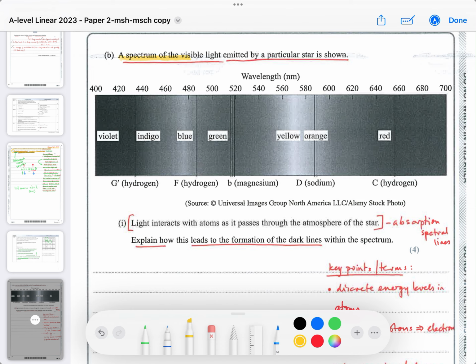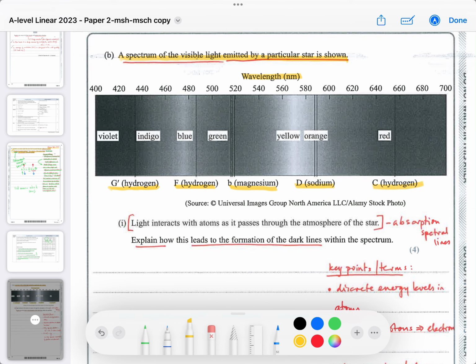A spectrum of visible light emitted by a particular star is shown. So we've done spectra in year 12, and you're going to use them in year 13. The wavelength is in nanometers, that's 10 to the minus 9. And you can see here's the hydrogen line, the G line for hydrogen, the F line for hydrogen, the B line for magnesium, a D line for sodium, and a C line for hydrogen.